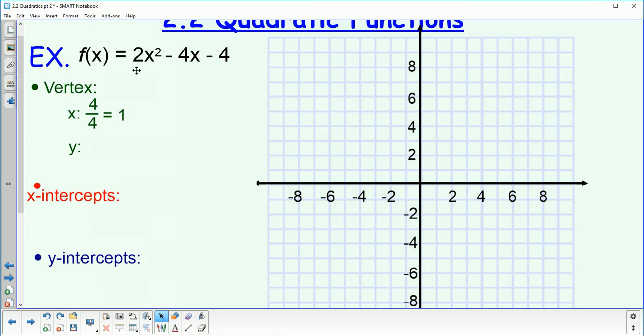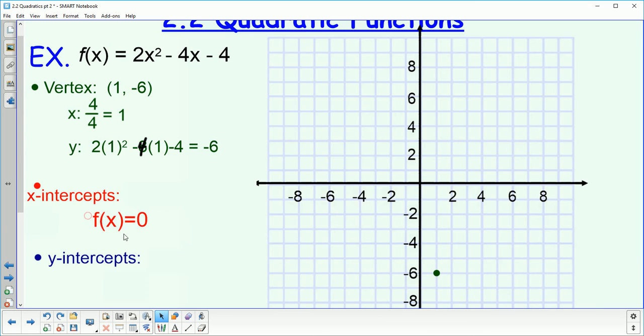If I take that and plug it back in, so I had 2 times 1 squared minus, that should really be a 4 right here, 4 times 1 minus 4, I'm going to get negative 6. So my vertex in this case is 1, negative 6. And if I plot that point at 1, negative 6, I'd have my vertex right there.